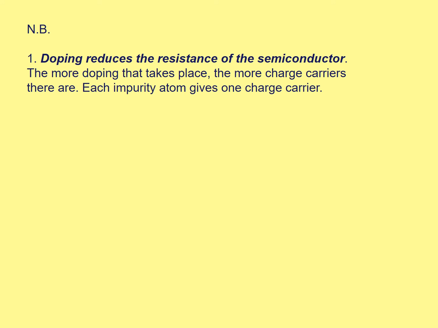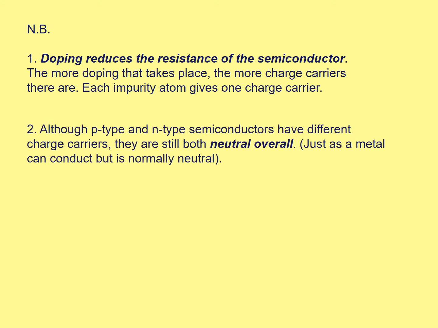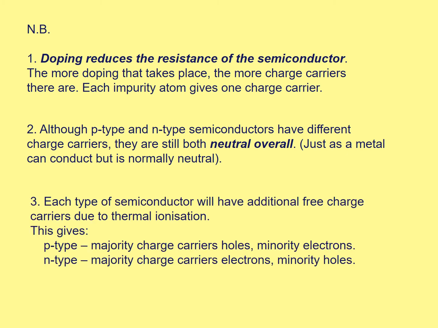So, doping reduces the resistance of a semiconductor. The more doping that takes place, the more charge carriers there are. Each impurity atom gives one charge carrier. Although p-type and n-type semiconductors have different charge carriers, they are both neutral overall. That is, like a metal, which can conduct but is normally neutral. Each type of semiconductor will have additional charge carriers which are free due to thermal ionization. So, in an intrinsic semiconductor, some conduction can take place with the addition of some thermal energy.